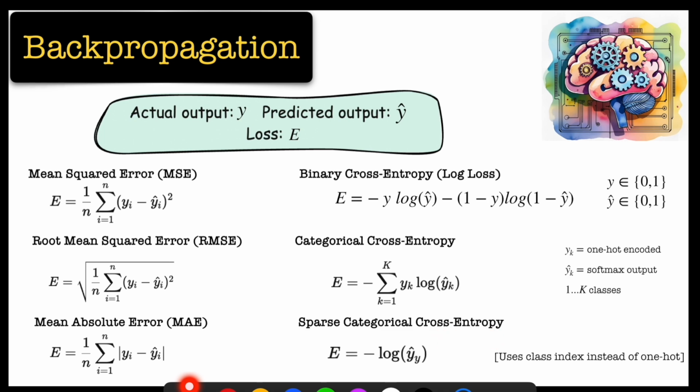Sparse categorical cross entropy is basically the same, but instead of one hot encoding we use the class indices, and this is how we represent the error: minus log of y hat, where y is the actual output class, so it is the softmax output of this actual class. So that's how we calculate the error or loss, and after we get the error we have to calculate the gradients with respect to all the weight parameters.